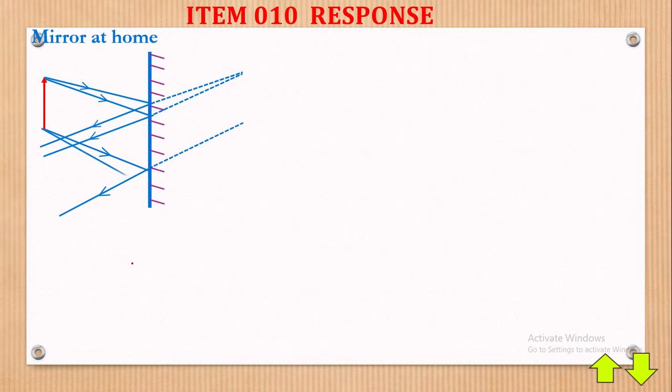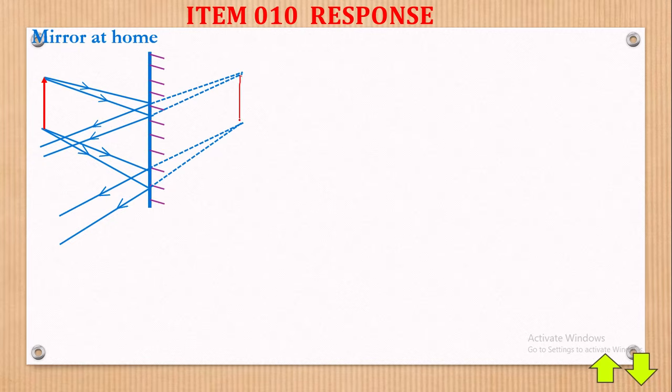Then what happens next is that another ray still comes from the bottom of the object in that direction, and it is reflected using laws of reflection. Then it appears to be coming from another point up. Okay, that is, it appears to be coming from a point behind the mirror, like that. Now these 2 points of intersection here will give us the image.